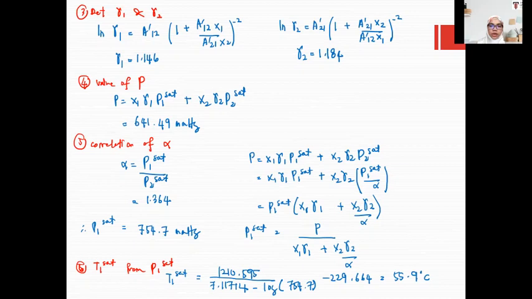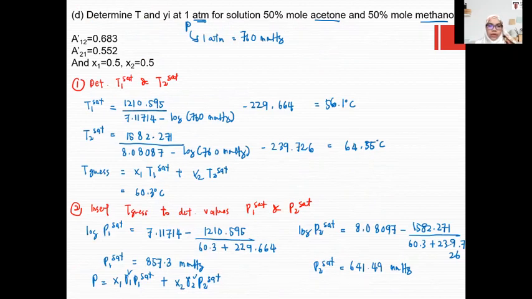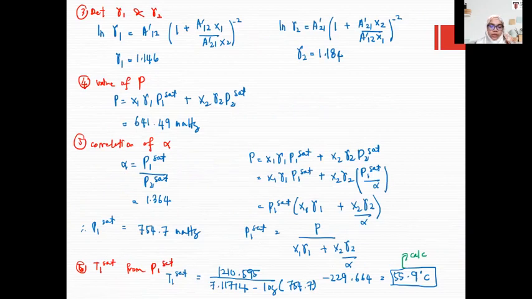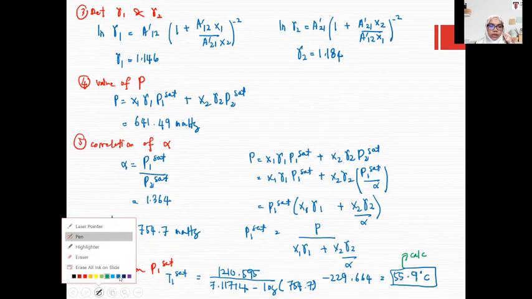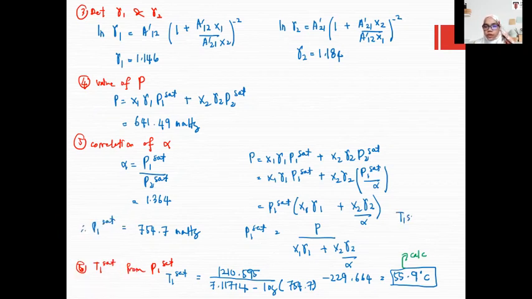So you may check. This is the calculated, and from the previous is the guess, or the value of the guessed temperature. So the T1 for the guess and calculated are not similar. So we can say T1 saturation calculated is not the same as T1 saturation guessed, so we need to proceed with the next iteration.